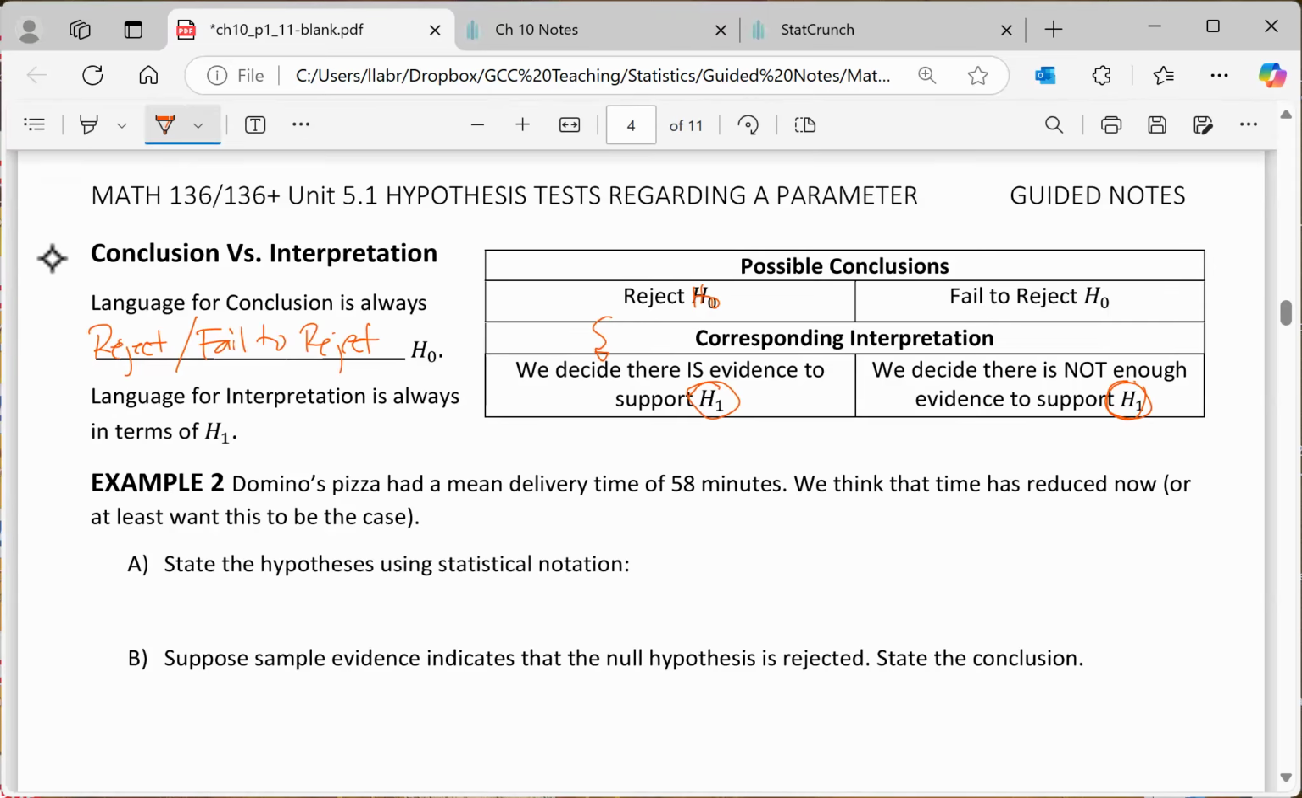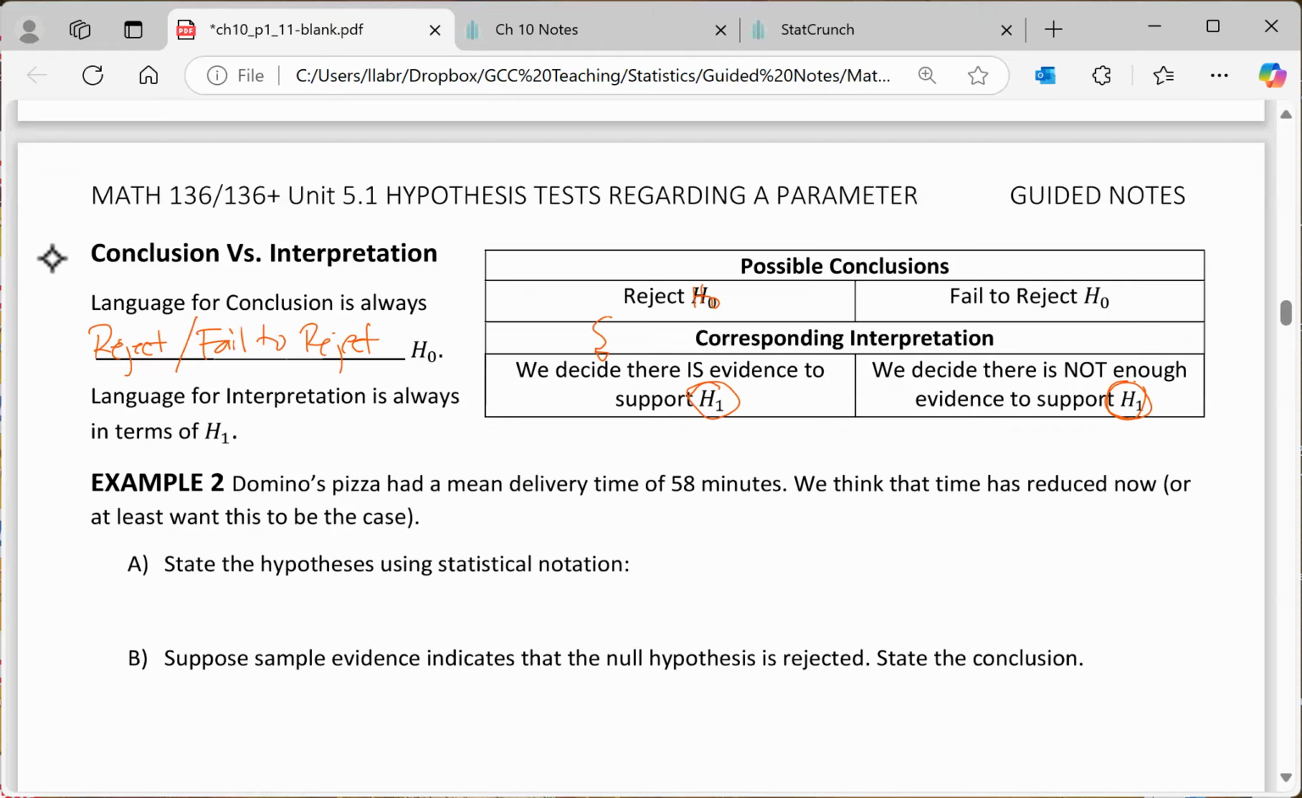So you never admit defeat. You never are going to say you're wrong. You're just going to say, I have sufficient evidence to say I'm correct, or I have insufficient evidence to say that I'm correct, to support my claim. So let's go ahead and try this out.